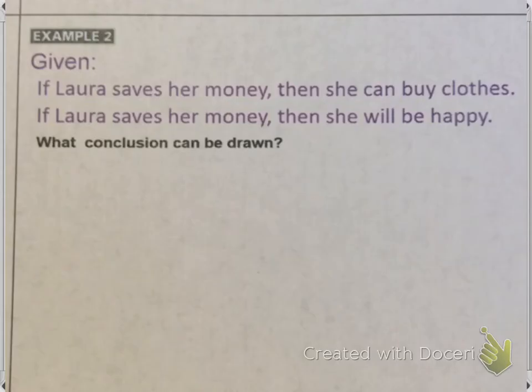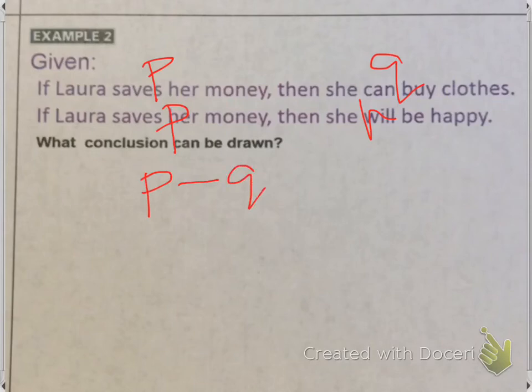All right, example 2 here. Given if Laura saves her money, then she can buy clothes. So Laura saves her money is P, she can buy clothes is Q. If Laura saves her money, which is P again, then she will be happy. Being happy will be R. So what I have here is P goes to Q, and then P goes to R.